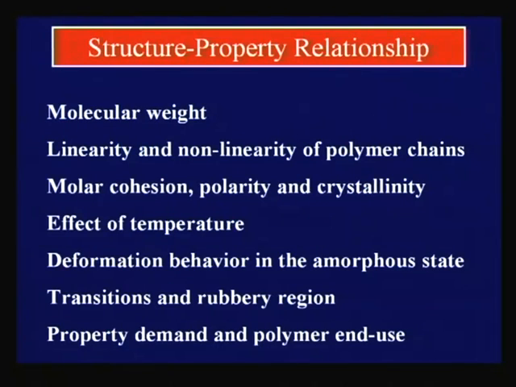Structure property relationship. Why is this necessary? Because you have to look into the polymer structure, then correlate the structure with the properties. If you want to make a product, for selection of a suitable polymer, then you must know the properties. Then you have to make a correlation between the properties and the molecular formula, chemical formula, and structure of the polymer.